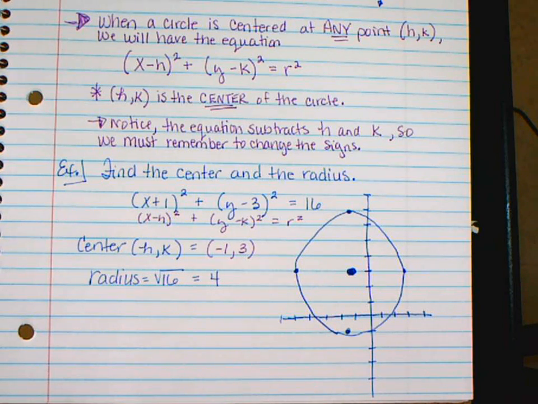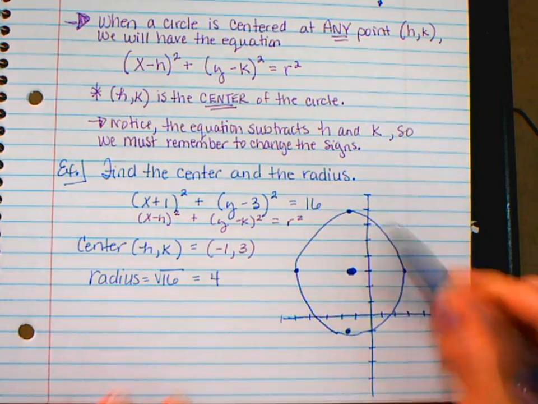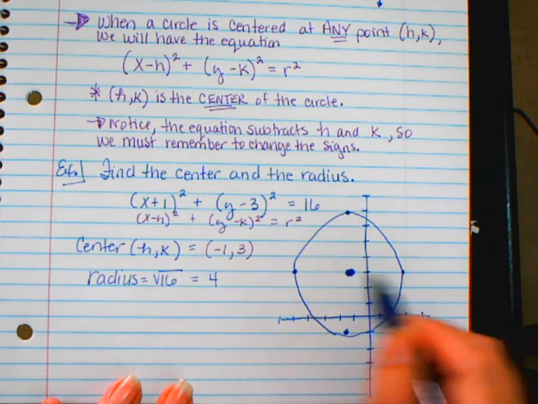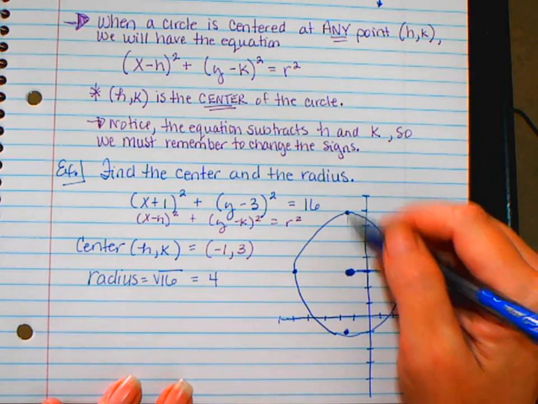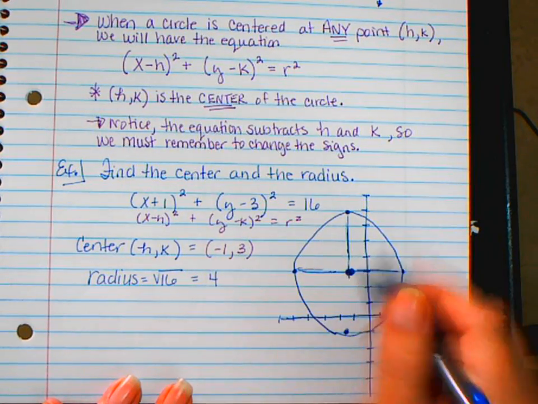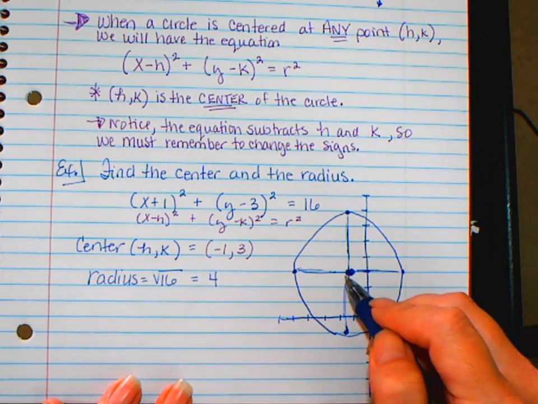Now, of course, there's a whole lot more ordered pairs on that line, but we don't need to know any of them at this point just to sketch our circle, right? The radius at any point on this line is going to be 4 units. It's easy to find it when it's vertically or horizontally. This is vertical, this is horizontal. That's easy to find.